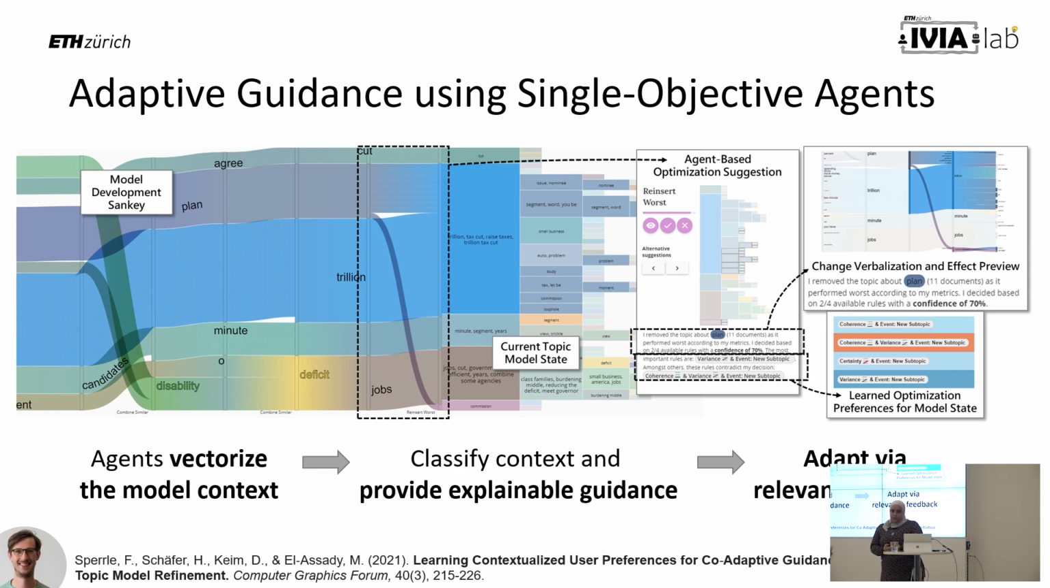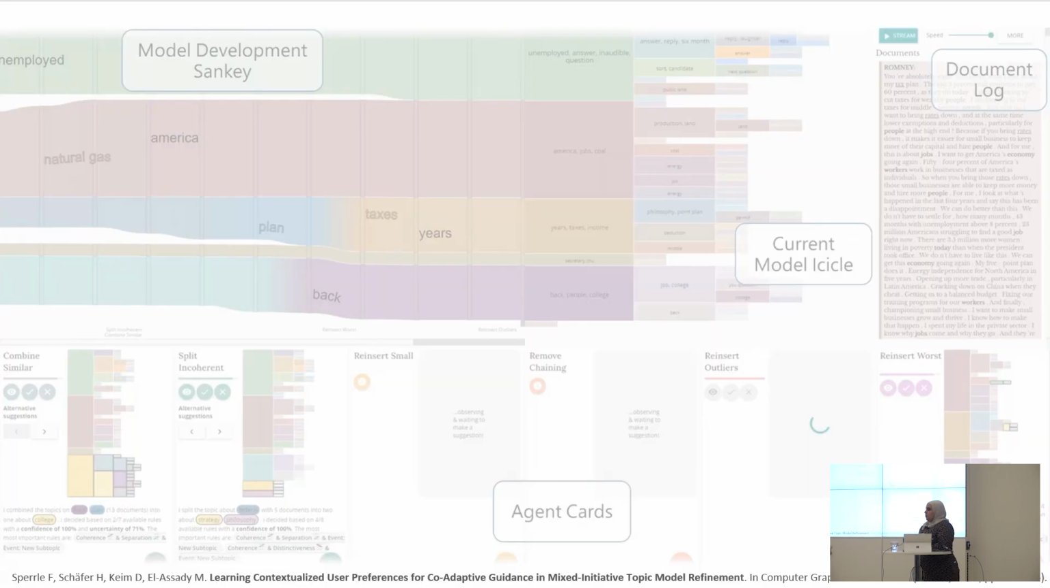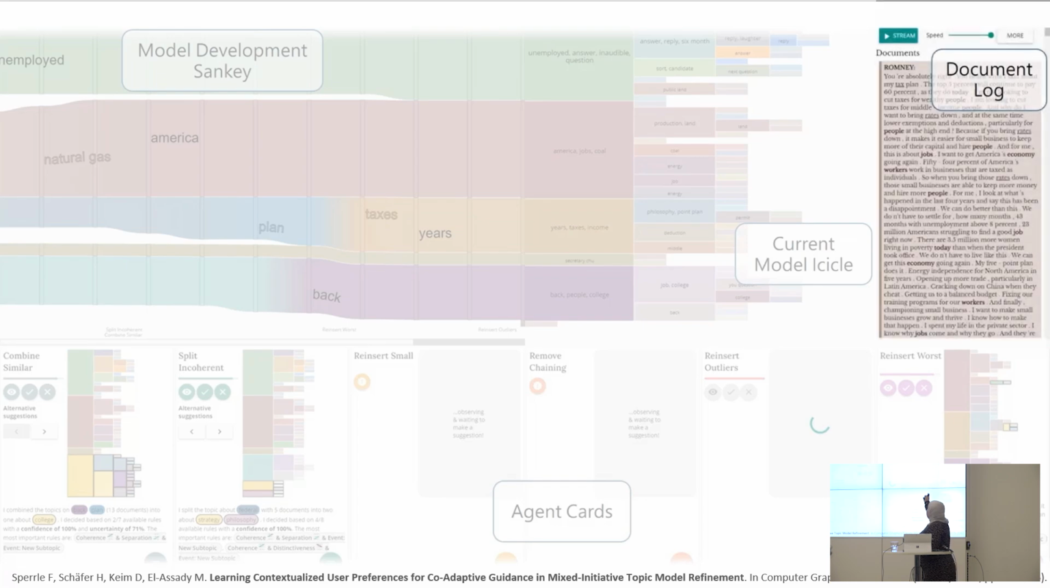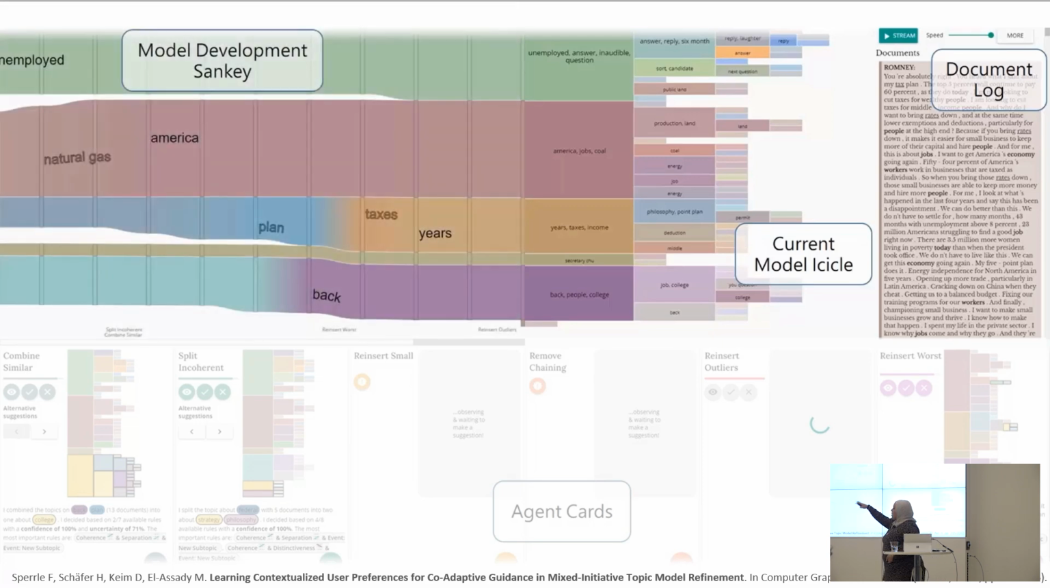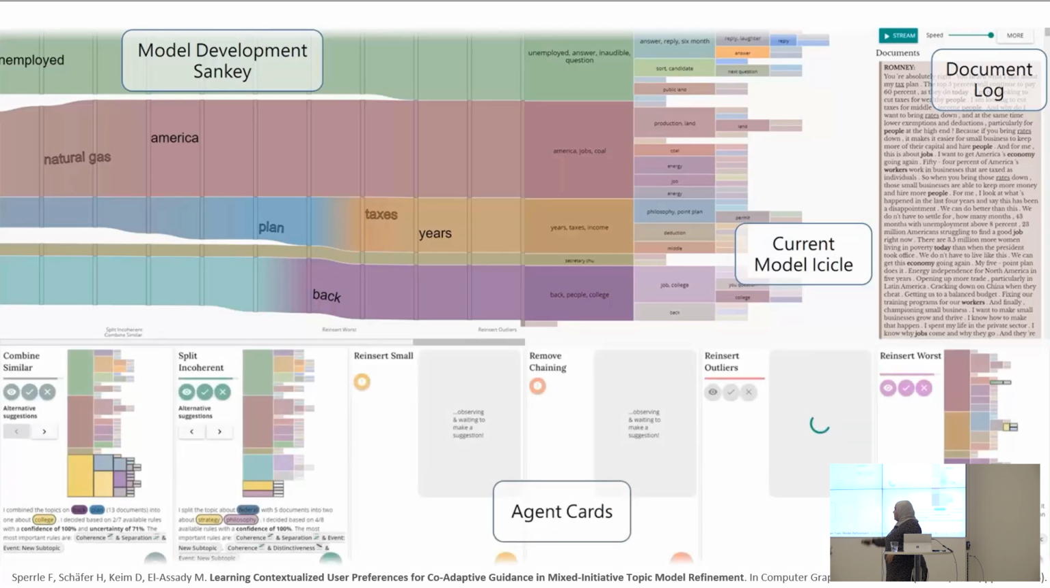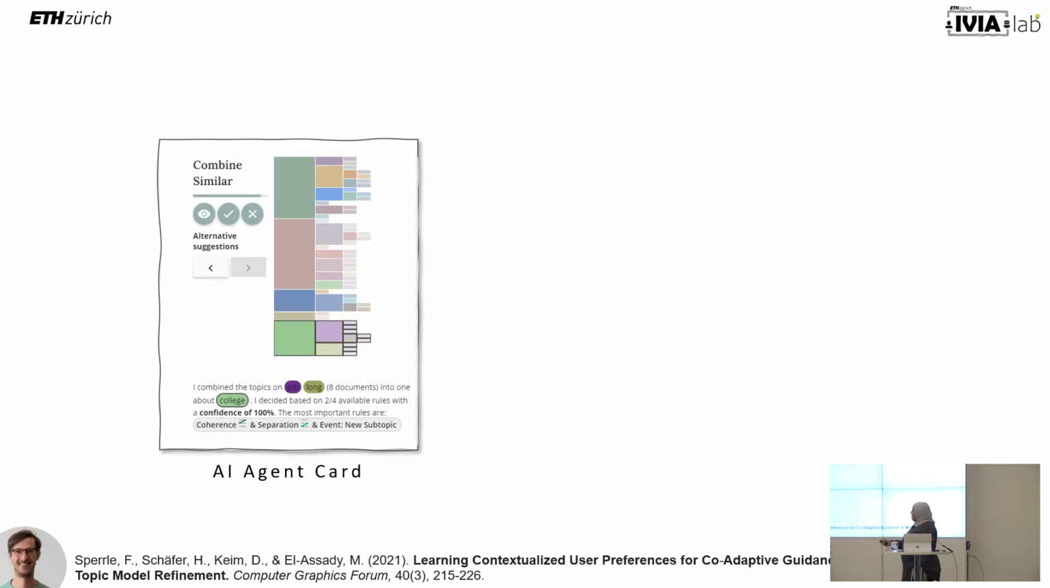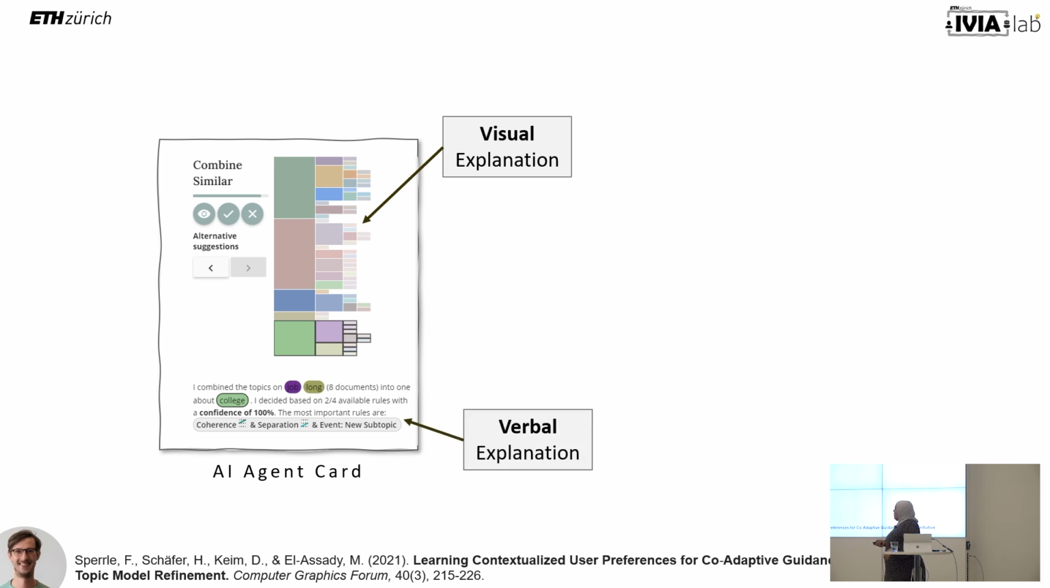In order to represent the documents, we represent the history of the documents over here. We represent the model's understanding of the topic distribution over here. We represent the history of the topics over there. And then we add these AI agents. The AI agents basically give us a verbal and a visual explanation, and they are receiving different user feedback.